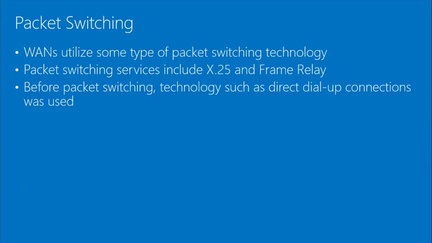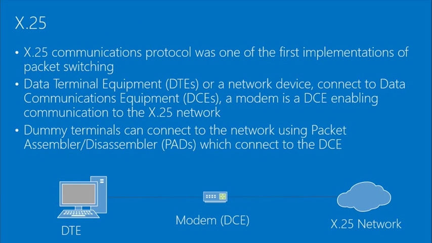So packet switching. Wide area networks utilize some type of packet switching technology. Services include X.25 and frame relay. Before packet switching, direct dial-up connections were used. X.25 communications protocol was one of the first implementations of packet switching. You had data terminal equipment, DTEs, or a network device, connected to data communications equipment, DCEs, a modem, enabling communications to the X.25 network. So you see in the graphic, the DTE, the computer, connected to the DCE modem that connects to the X.25 network. Dummy terminals can also connect to the X.25 network using packet assembler/disassembler pads, which connect to the DCE.